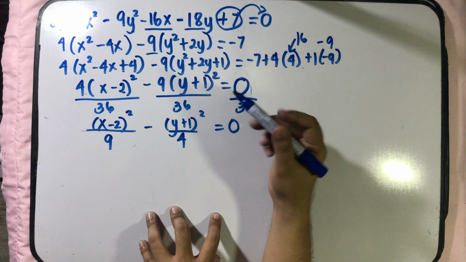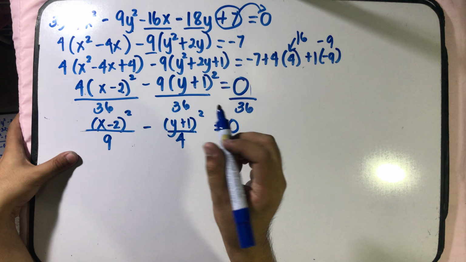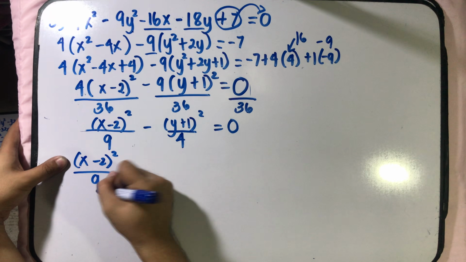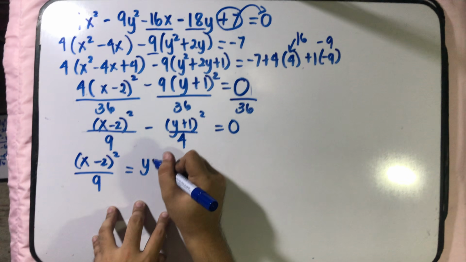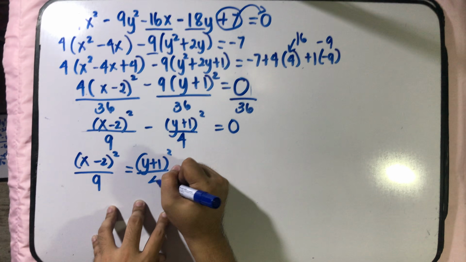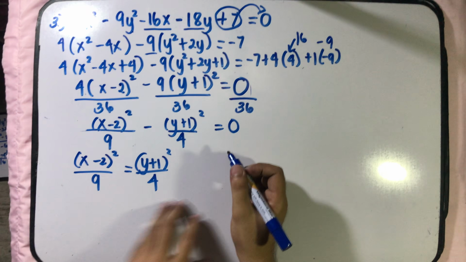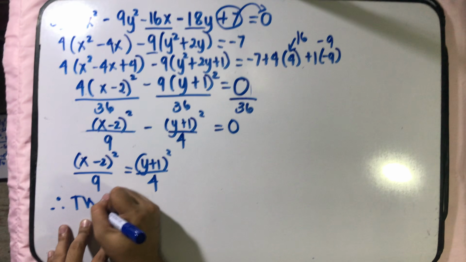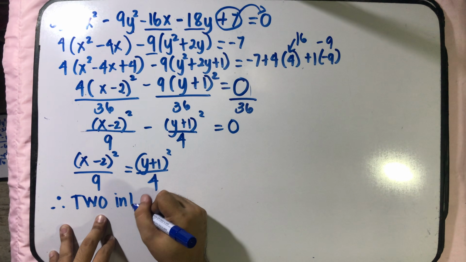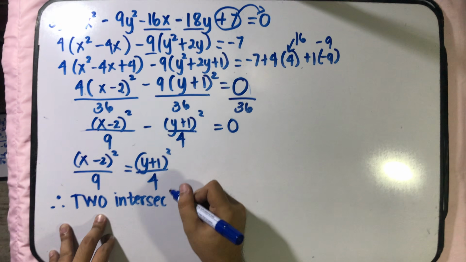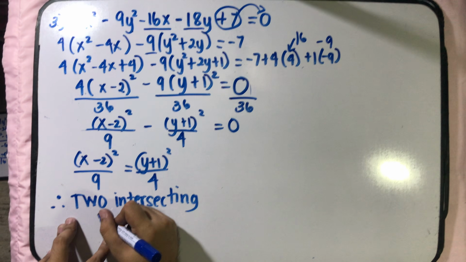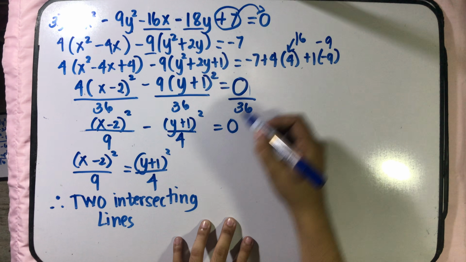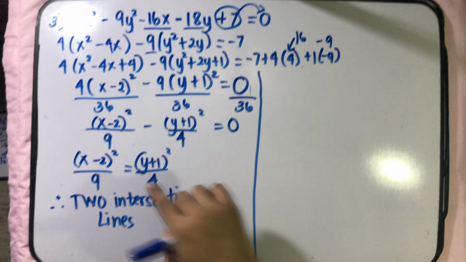And since the right side is just equal to 0, we could just rewrite this equation as (x minus 2) quantity squared over 9 is equal to (y plus 1) quantity squared over 4. So it is not anymore a hyperbola. Therefore, it is two intersecting lines, since the right side is equal to 0. And how do we get the equation of the lines? Okay, we will now be using this equation.